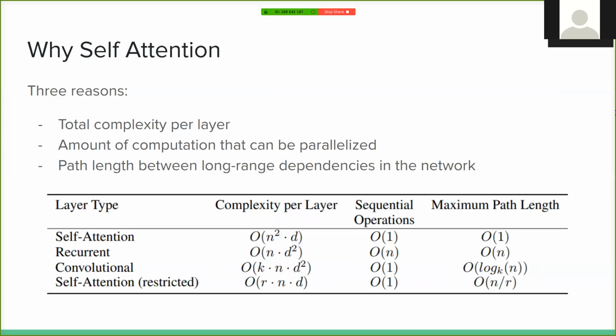So why use self-attention? Well, there are 3 reasons to that. First is total complexity per layer. Second is the amount of computation that can be parallelized. And lastly is the path length between long-range dependencies in the network. This table here summarizes the results and compares them to other techniques such as RNNs and CNNs.